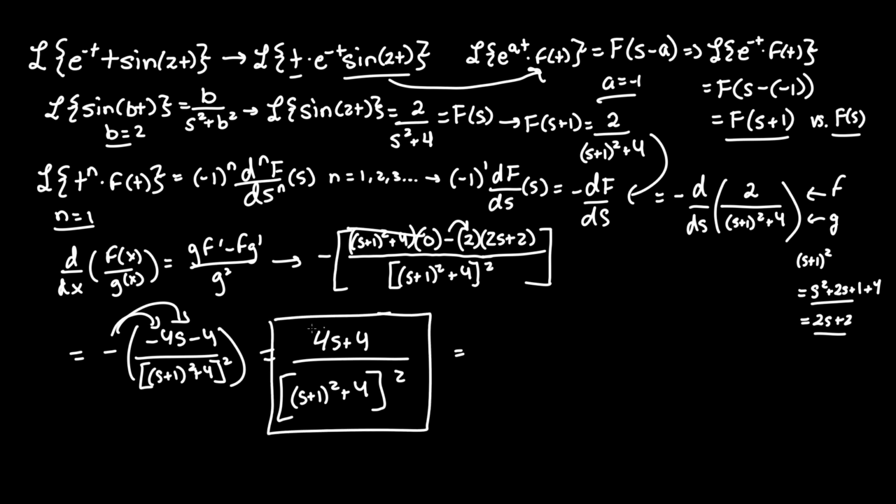However, if you want to factor out a 4, you can still do that. So it just becomes 4 times s plus 1 over our same s plus 1 squared plus 4 squared. There's really no need to change anything since we're only taking the Laplace transform of it.